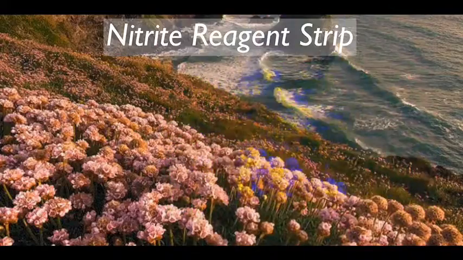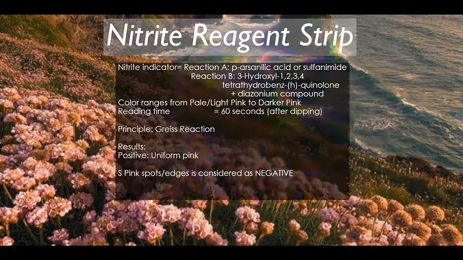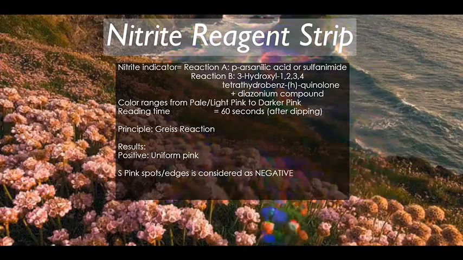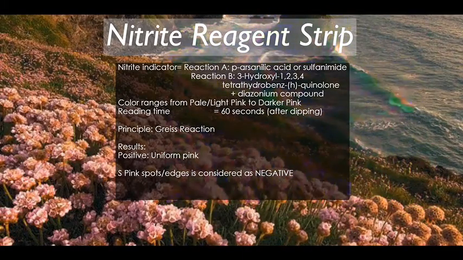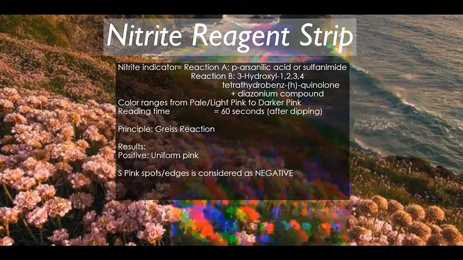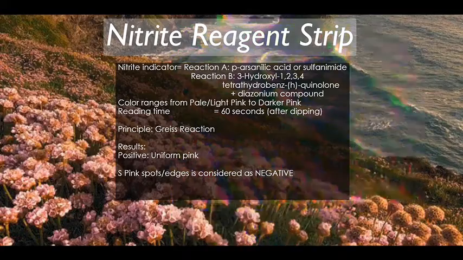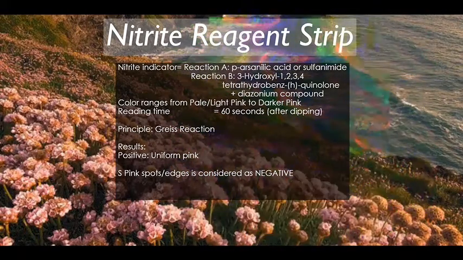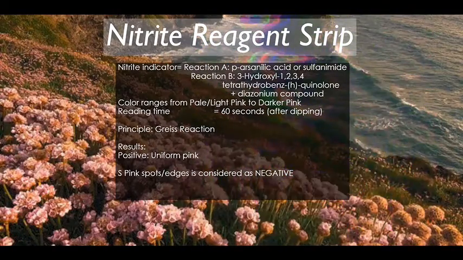Here we have the reagent strip for nitrite. The nitrite indicator in reaction A is p-arsanilic acid, and in reaction B is hydroxy-tetrahydrobenzoquinoline. The color changes correspond to the urine specimen's amount of nitrite at the reading time of 60 seconds after dipping. Its principle is the Griess reaction. The positive result is uniform pink, and pink spots or edges are considered a negative result.